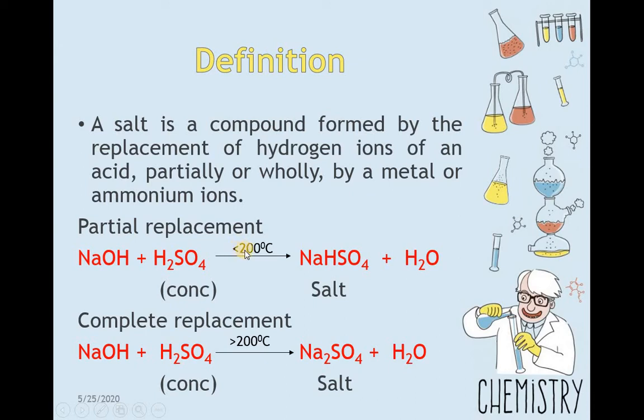This reaction happens below 200 degrees Celsius. This you have already seen in the acid chapter. Now if there is a complete replacement of both the hydrogens by sodium atoms, then you get a salt which doesn't contain any hydrogen. So the first one is the partial replacement, the second one is the whole replacement. In the second case you are getting sodium sulfate, that is Na2SO4, as a salt, and this reaction occurs at more than 200 degrees Celsius. You have to remember these two reactions because they also appear in the sulfuric acid chapter.